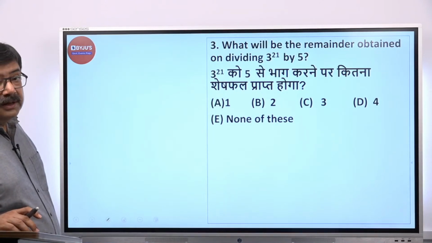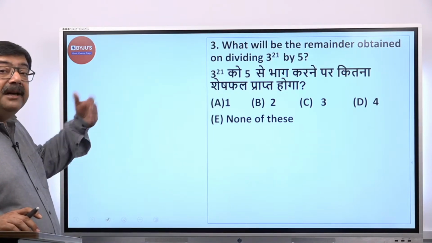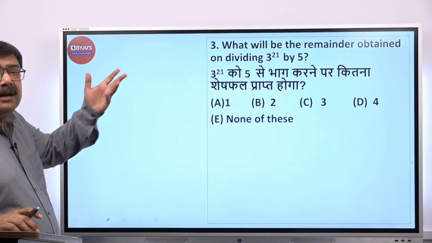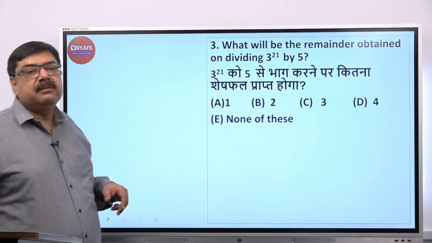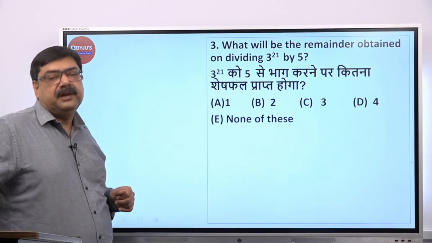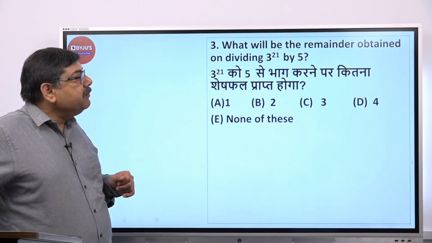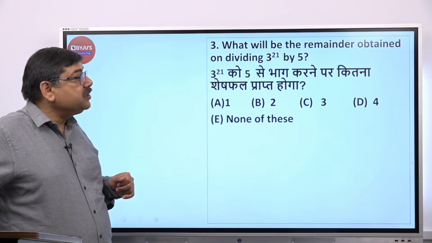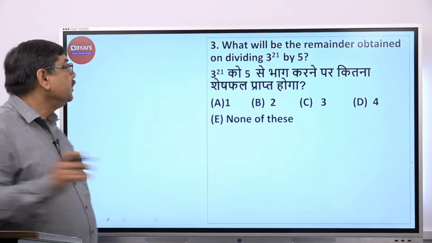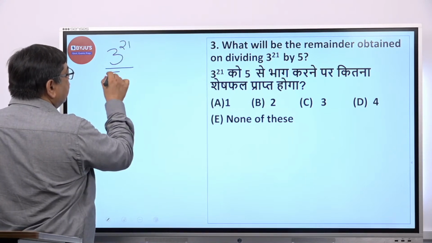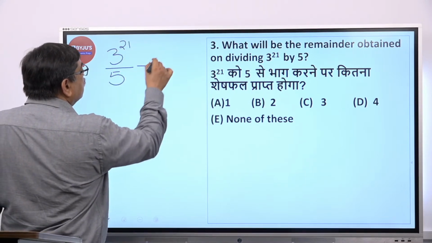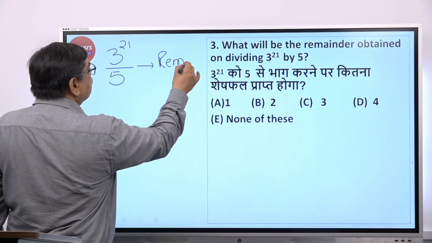Now, the so-called remainder theorem. It has different forms, but what I'm going to explain here is going to be sufficient. What will be the remainder obtained on dividing 3 raised to 21 by 5? So basically, he's asking you, 3 raised to 21 when divided by 5, what is the remainder obtained?